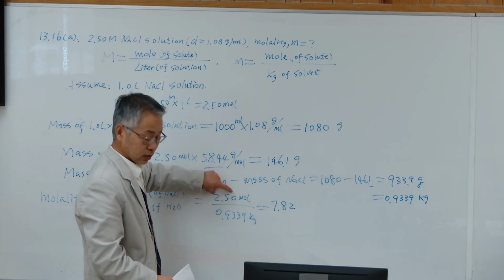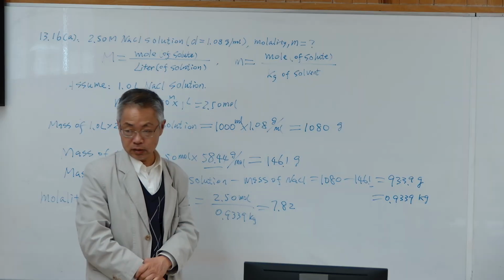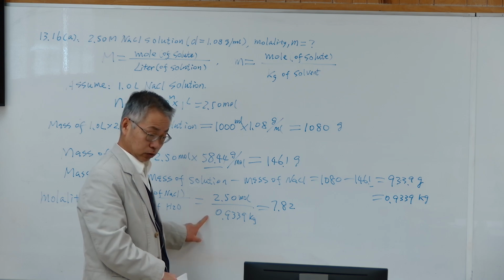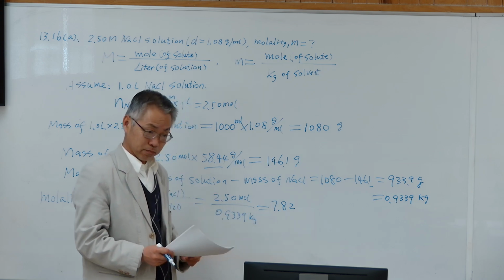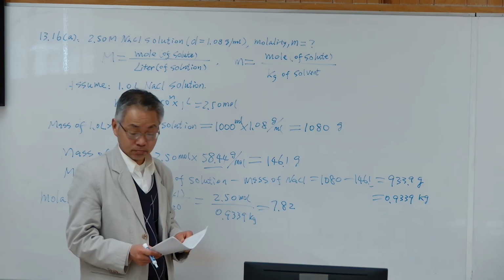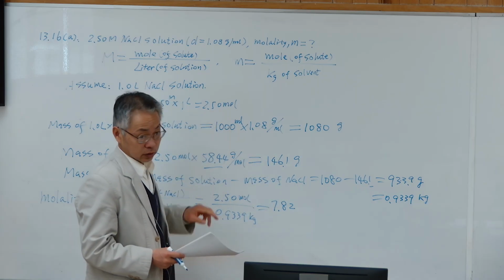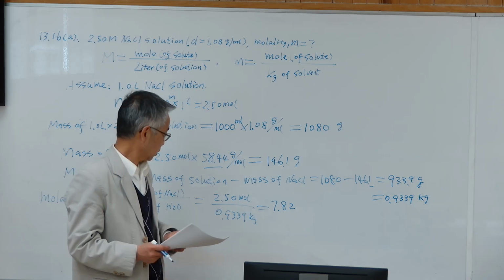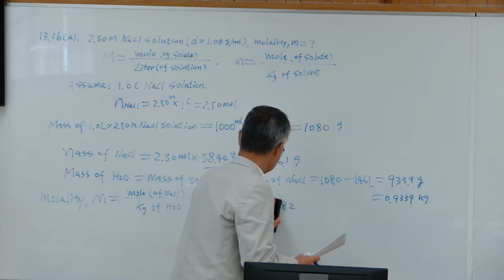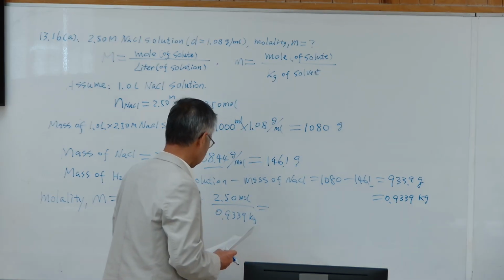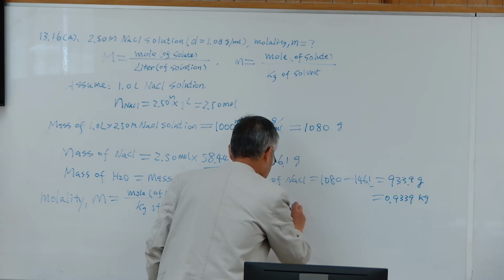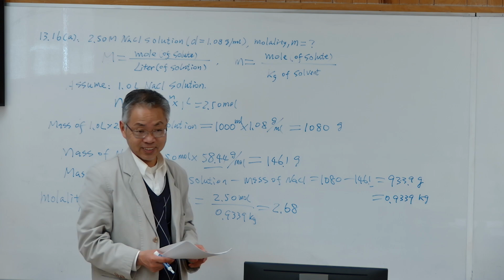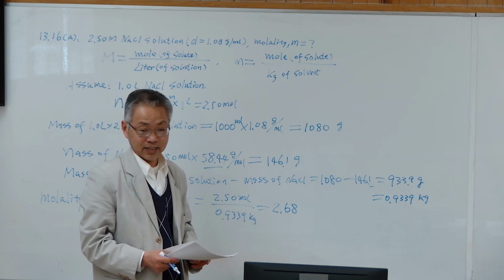Since this has 3 significant figures, your answer cannot have more significant figures than any of the original numbers. So just keep 3. So molality is different from molarity. For a concentrated solution, it's 2.68, because this density is close to 1. Are you okay with this?